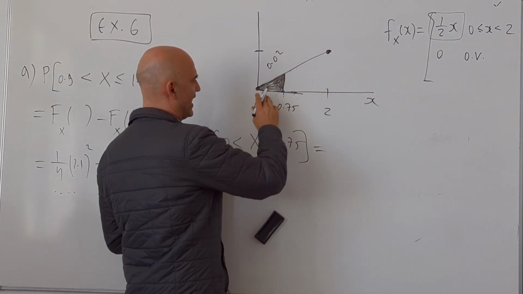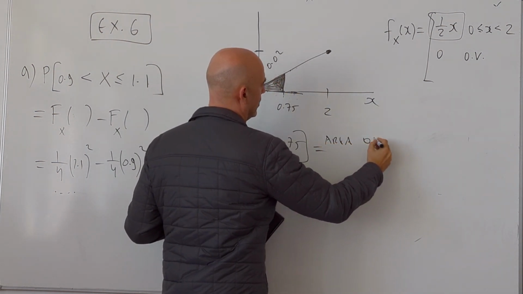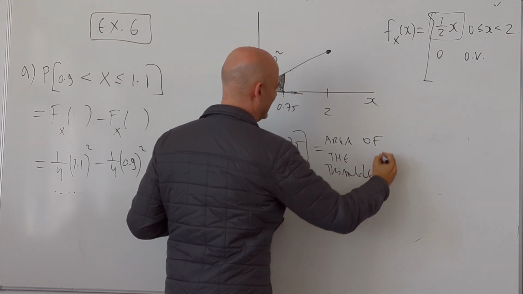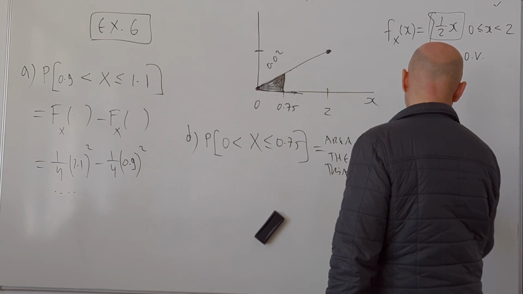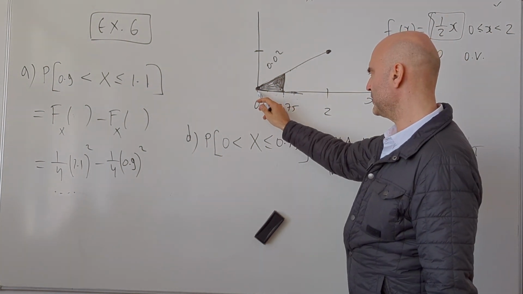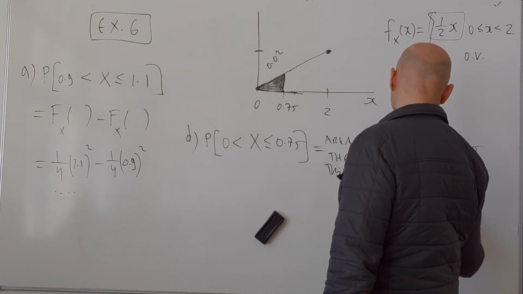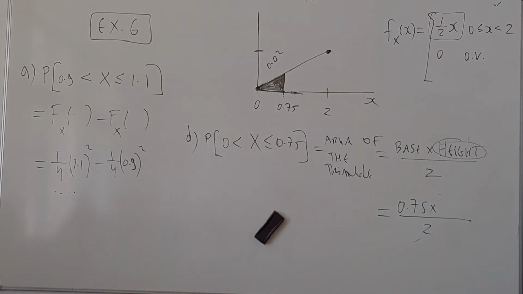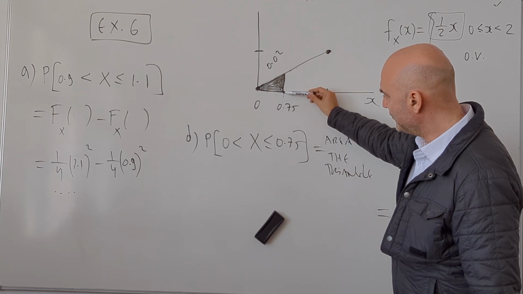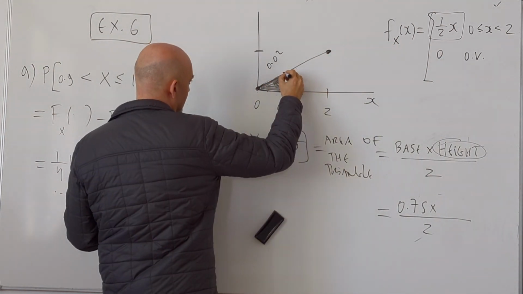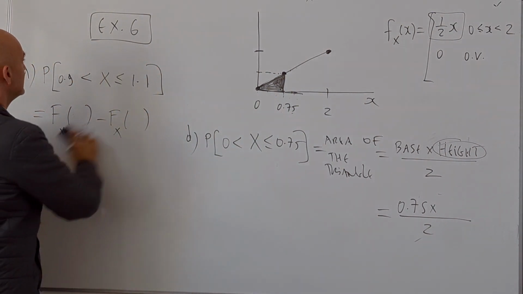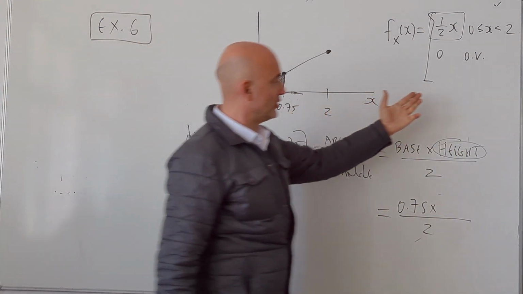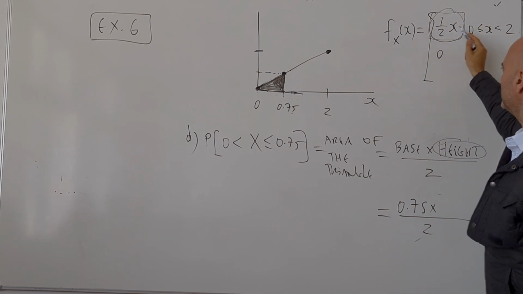So I will need to calculate the area of the small triangle, and the area is base times height divided by 2. The base is equal to what? The triangle is between 0 and 0.75, so the base is equal to 0.75. And now the height. What is the height of the triangle? I need to get the second coordinate of the point with the first coordinate equal to 0.75. So I need to get here the second coordinate of this point. And how do I do that? I use the function. To get the second coordinate, I use this function here, 1 divided by 2 times x.